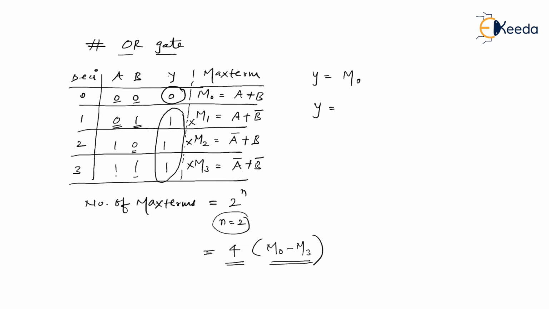And now I can write Y equal to what? M0. I can rewrite the same as Y is actually a function of A comma B. This is equal to, we do write pi. The way we write summation symbol there, we write pi here, then we write capital M here, and in the bracket we write all those decimal positions for which we have considered the maxterm. Since we have only one maxterm here with decimal position equal to 0, I'm going to write only one number over here, that is 0.